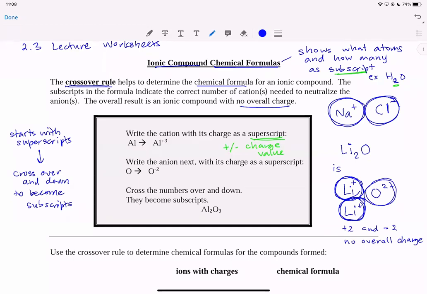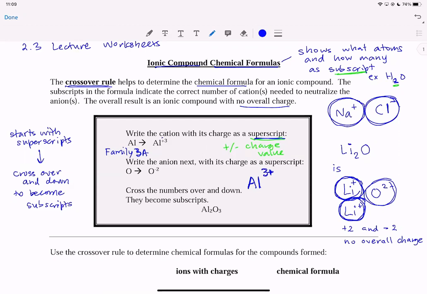So the crossover rule starts with the anion and cation with charge values as superscripts, okay? So you use the family number for aluminum, which is 3A. So in family 3A, that forms the charge value plus 3, okay? So I would write this right here. So family 3A, this is the aluminum element symbol. And then you're going to want to write the plus 3, or I'm going to write it 3 plus. Plus 3 or 3 plus, doesn't matter, as long as it's a superscript and also has the correct element symbol.